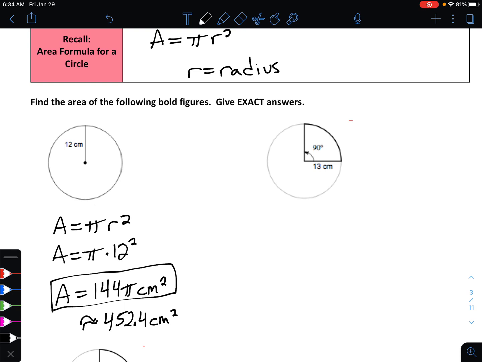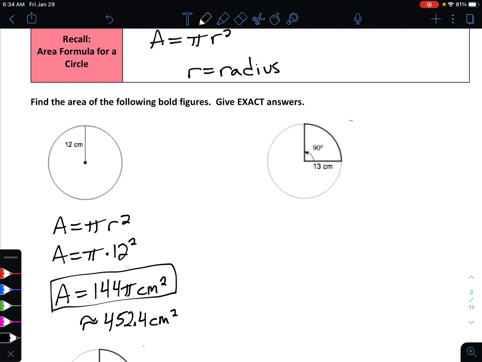Now, if instead of the entire circle, it just wanted that piece where it says 12 centimeters, it just wanted the radius, then it actually becomes 0. So if you just want the area of a line segment, remember that's going to be 0. But obviously, if it wants the entire circle, then it's going to want you to just do your normal area formula.